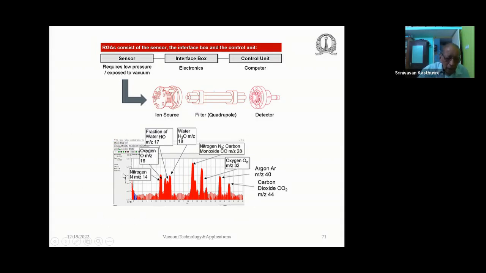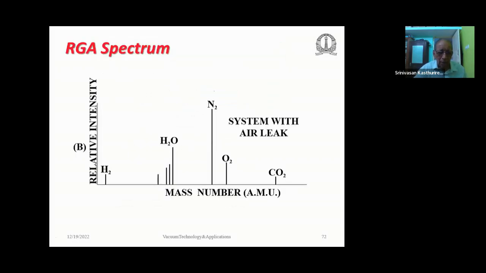So what is vertical is an indication of the intensity or the quantity. It is nothing but the amount, magnitude, quantity that is present. And the less height means lower intensity or lower magnitude or lower quantity present. So this is what is called an RGA spectrum.